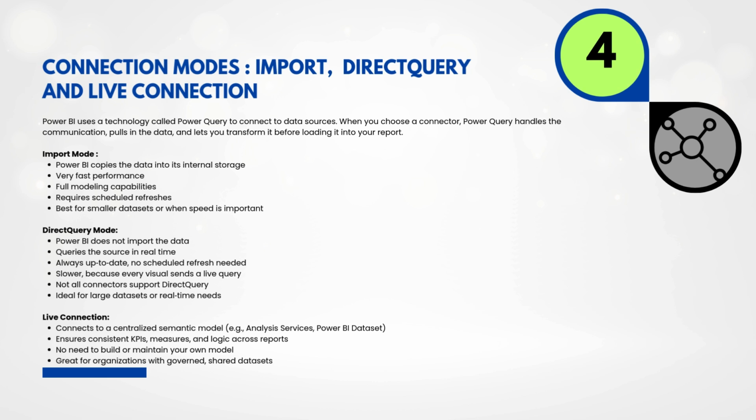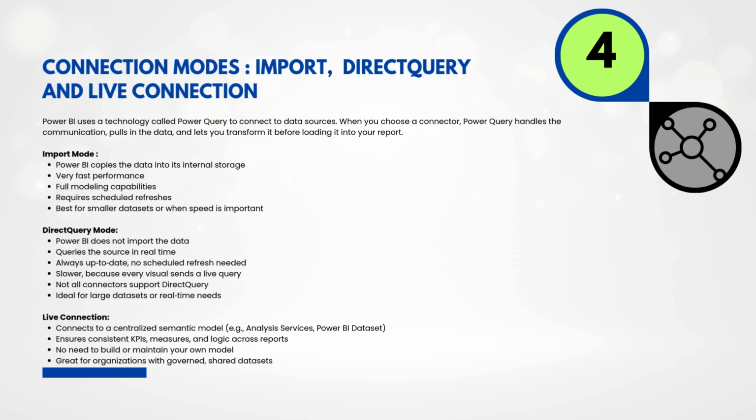Once the data is connected, Power BI gives you 3 different connection modes, and each one works differently depending on your needs. Import mode. In import mode, Power BI takes a copy of your data and stores it inside internal storage. This gives you very fast performance, full modeling capabilities, the ability to use all DAX features, but because the data is copied, you will need to set up scheduled refreshes to keep it up to date. Import mode is perfect for smaller datasets or when you need maximum speed.